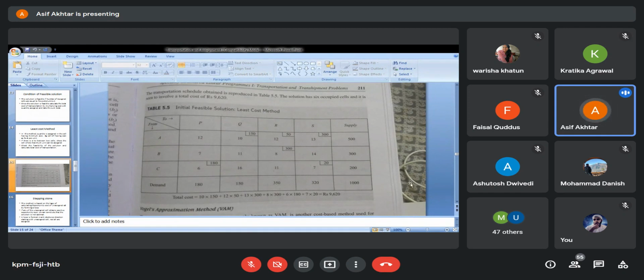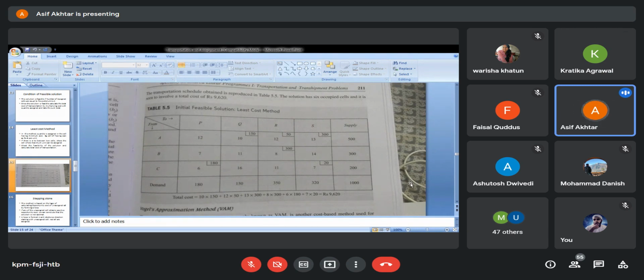So with this, I'm not going to discuss with you the Vogel's approximation method. We'll see if we have time, then we will cover that method. Two methods are enough for the discussion on initial feasible solution as far as the transportation problem is concerned. Now, let me quickly move to stage 2 of the method.